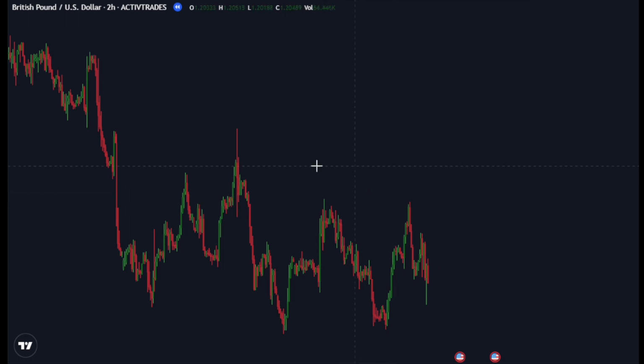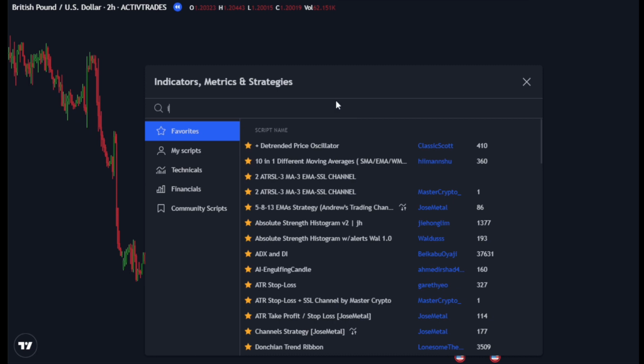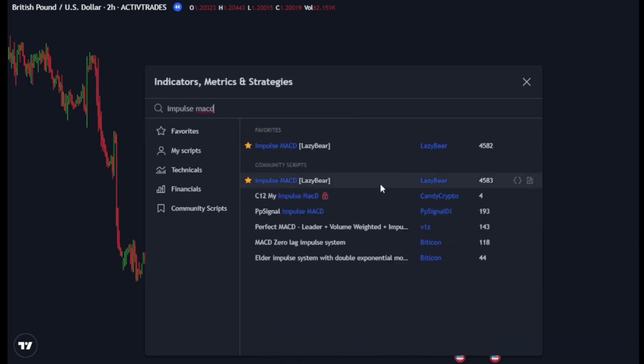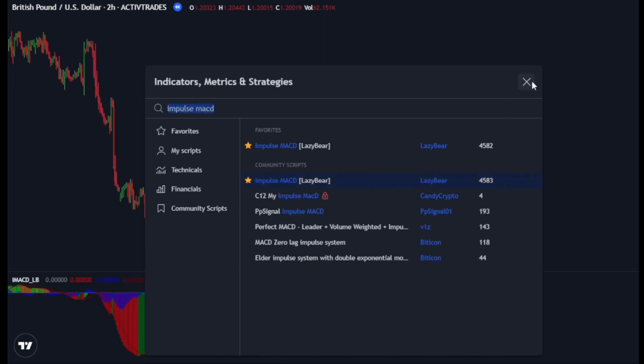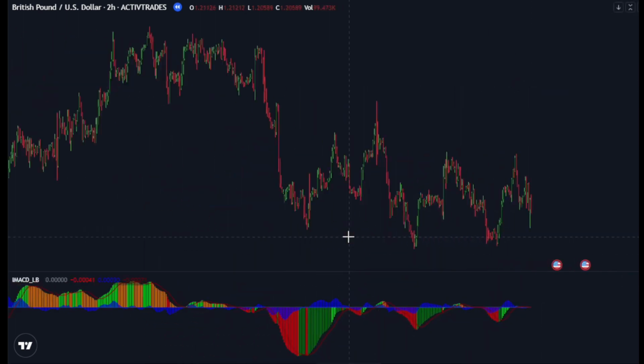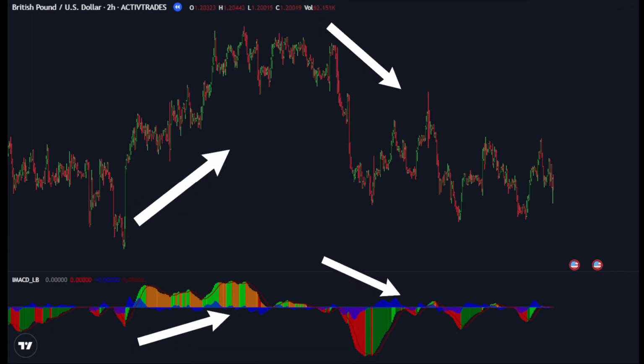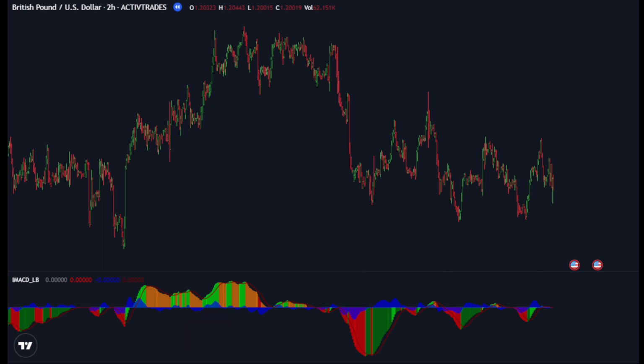And that's why we're excited to introduce you to a powerful new indicator called Impulse MACD, created by Lazy Bear. With Impulse MACD, you'll be able to spot trend changes and momentum shifts with greater accuracy, allowing you to enter and exit trades at the right time. Whether you're a beginner or an experienced trader, Impulse MACD can help take your trading to the next level.